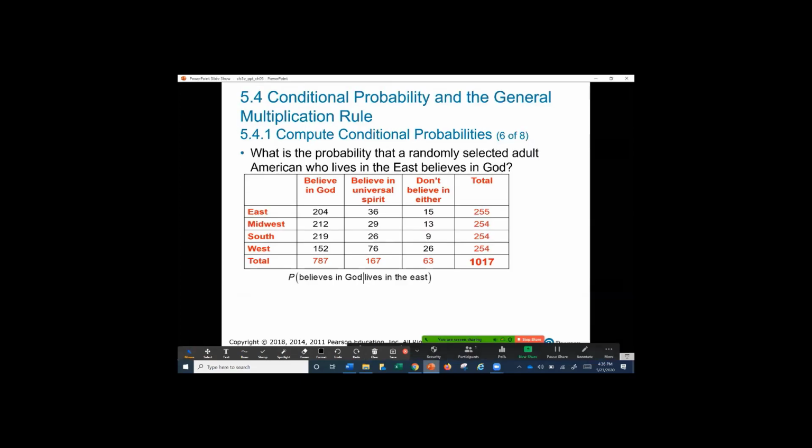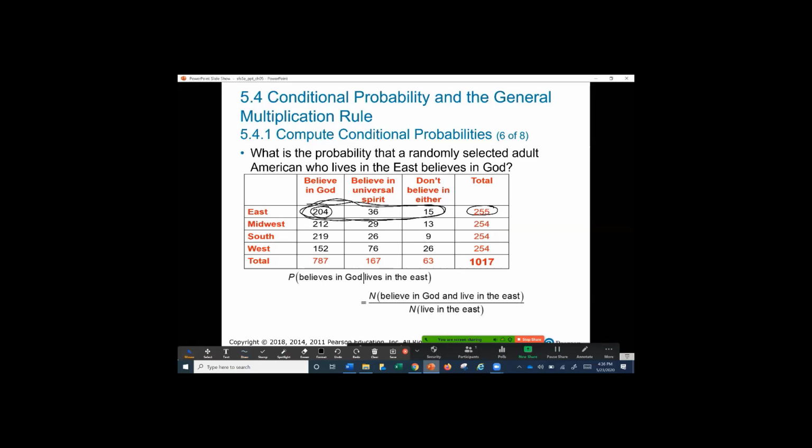First question, probability that they believe in God given a new sample space, live in the East. My new sample space is all people that live in the East, all of this. The total is 255. Then that is my new sample space. Then given this set, what is the probability from this set to select one that believes in God? Obviously it should be 204 out of 255. Then that is my first answer.